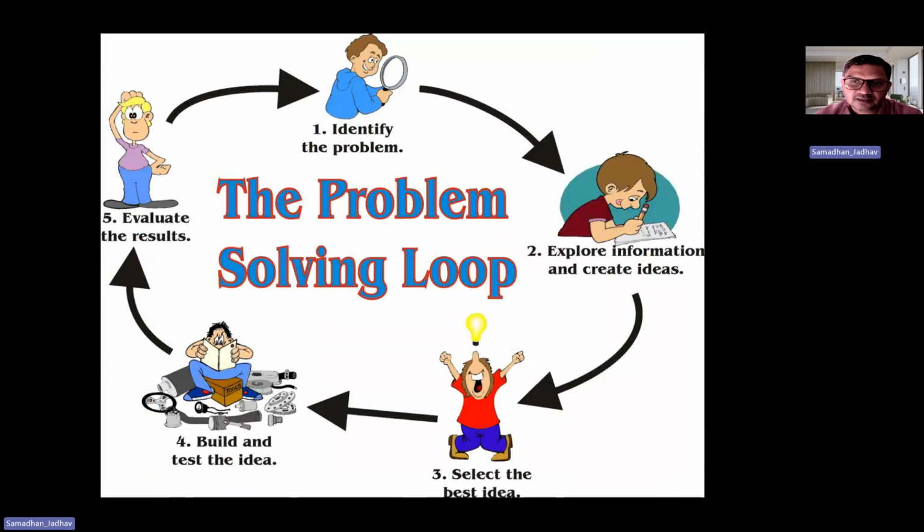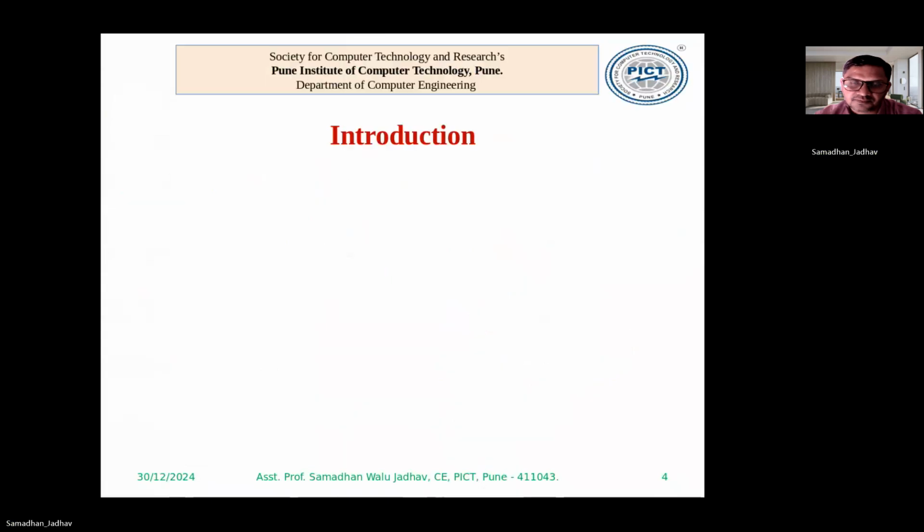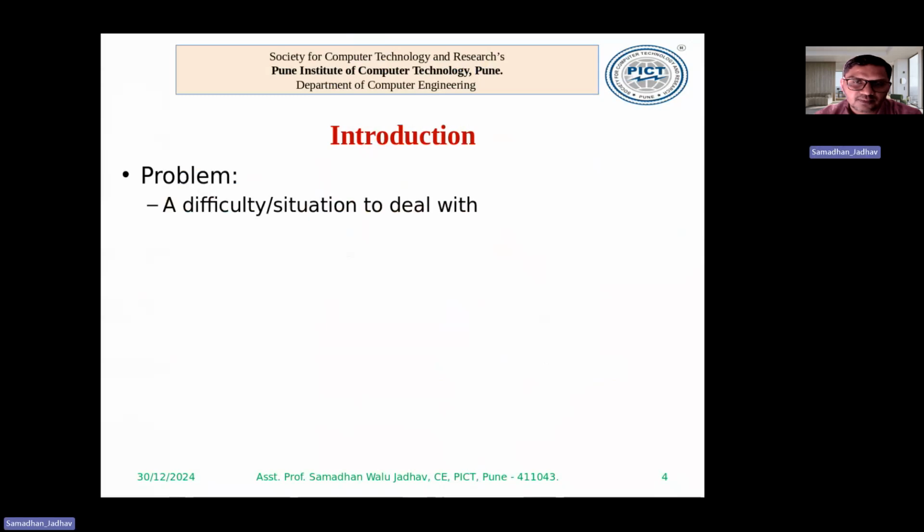Now, why are we looking at this process? Because our algorithm is also written to solve a problem. So let us go ahead and see how algorithm is solving the problem. Now here we'll see introduction to the problem. So what is a problem? Problem is a difficulty or situation to deal with. Now what is a solution? So solution is the way to deal with that problem, the procedure using which we can solve that difficulty or deal with that situation.